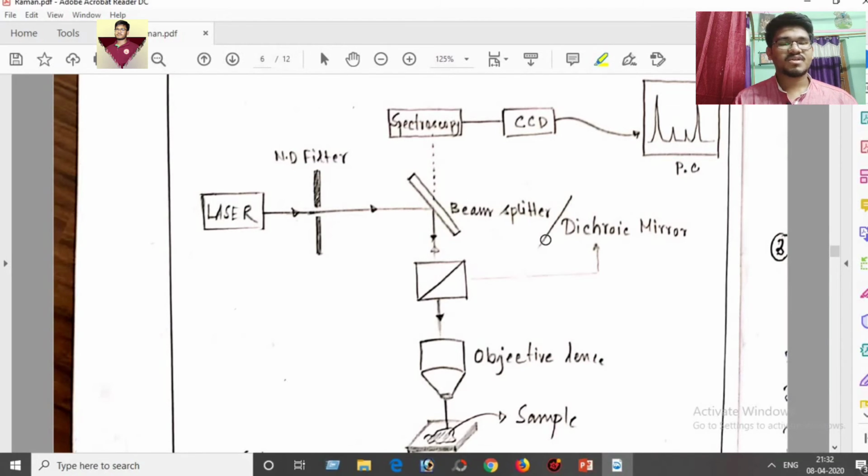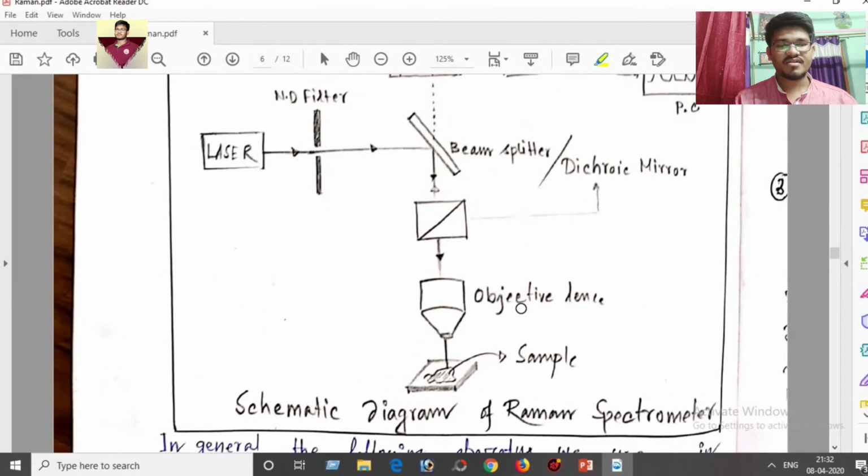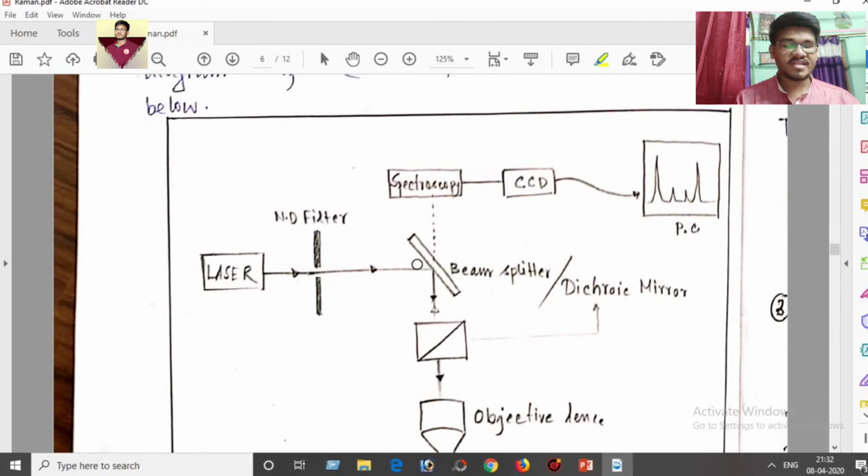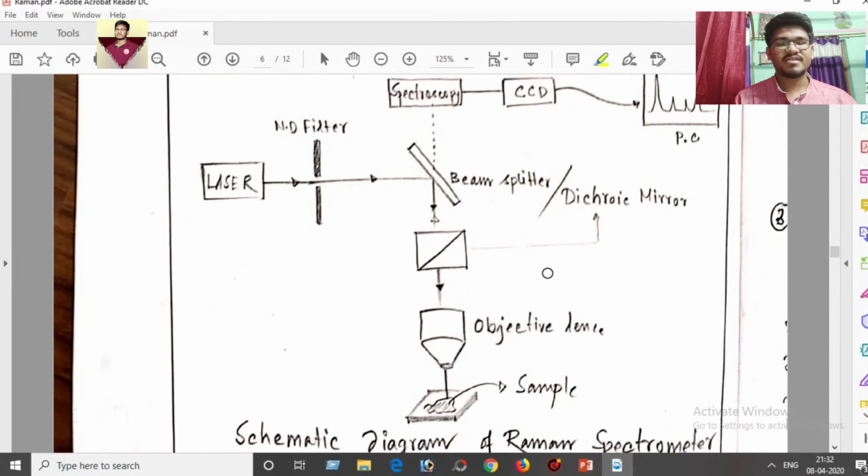So initially we have to decide what wavelength of laser we should use that will fall on the sample. Let's say I have decided a particular wavelength, say some 480 nanometer. Then the configuration of the Raman spectroscopic setup looks like this. Some laser is there, some ND filter, beam splitter, and this one is the dichroic mirror. Then some objective lens, and finally the sample is here.